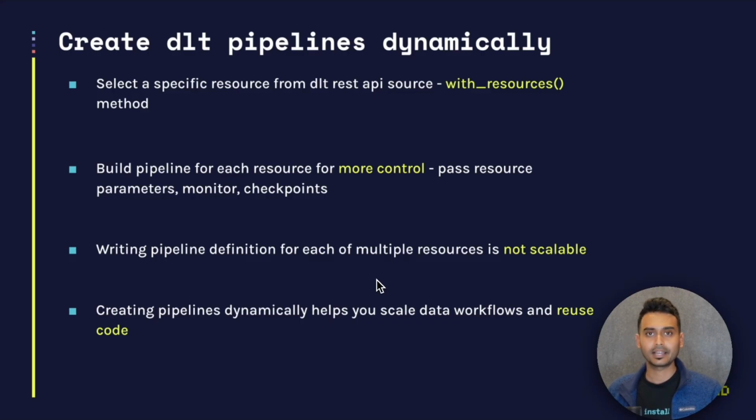Our DLT pipeline loads data from these 5 resources into BigQuery. But what if we want to have resource level control? We can write a pipeline definition for each of these resources, but that would not be scalable. Say for example, next week we have 50 more resources. We cannot possibly write a pipeline definition for each of these resources. So DLT provides a method called .withResources, which combined with Python, we can use to dynamically create pipelines for each of these resources and pass resource level parameters. So let's take a look at an example on how to implement this.